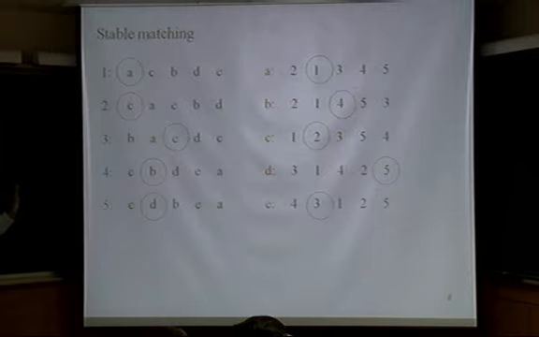This is one example of a stable matching for the previous instance. You can see that this is stable. For example, for 3, he prefers B and A to the current partner. But both A and B are matched to a better man than 3, and so on.